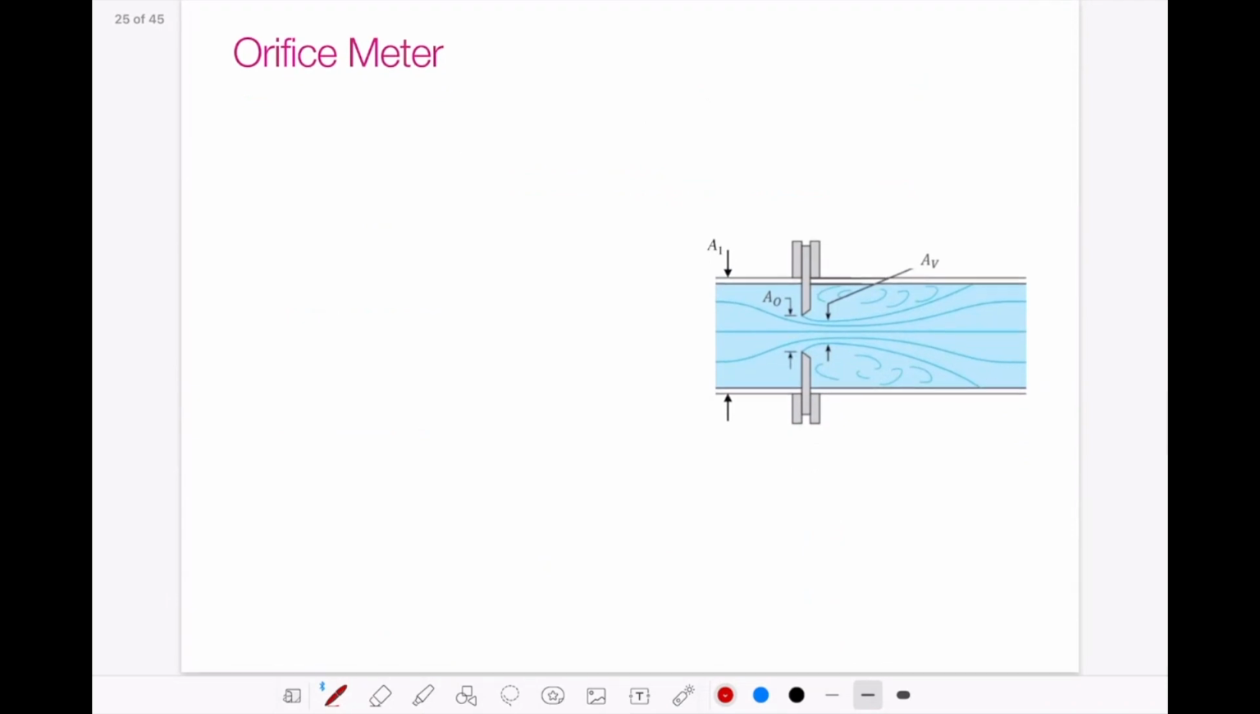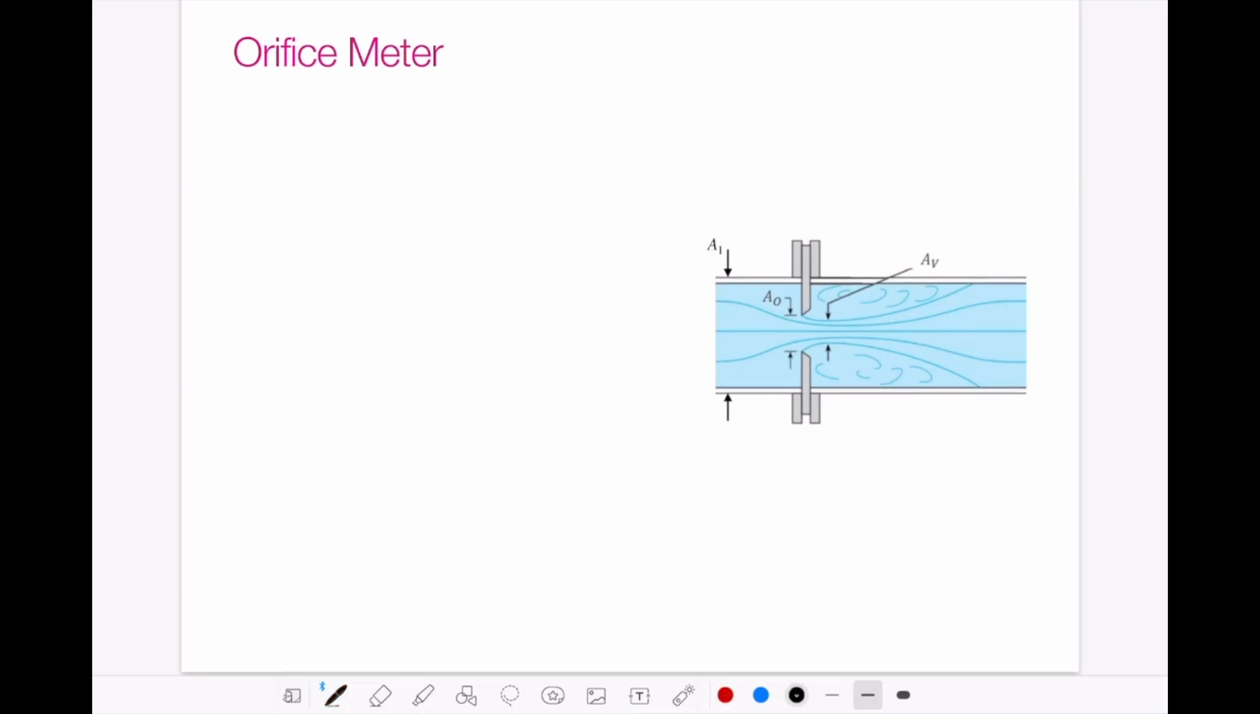So this takes us to where we are today, which is an orifice meter. So an orifice meter is another flow device where the characteristics of flow through some restriction is known. And if we measure the pressure on either side, we can get information about the flow rate and the velocity of that fluid.